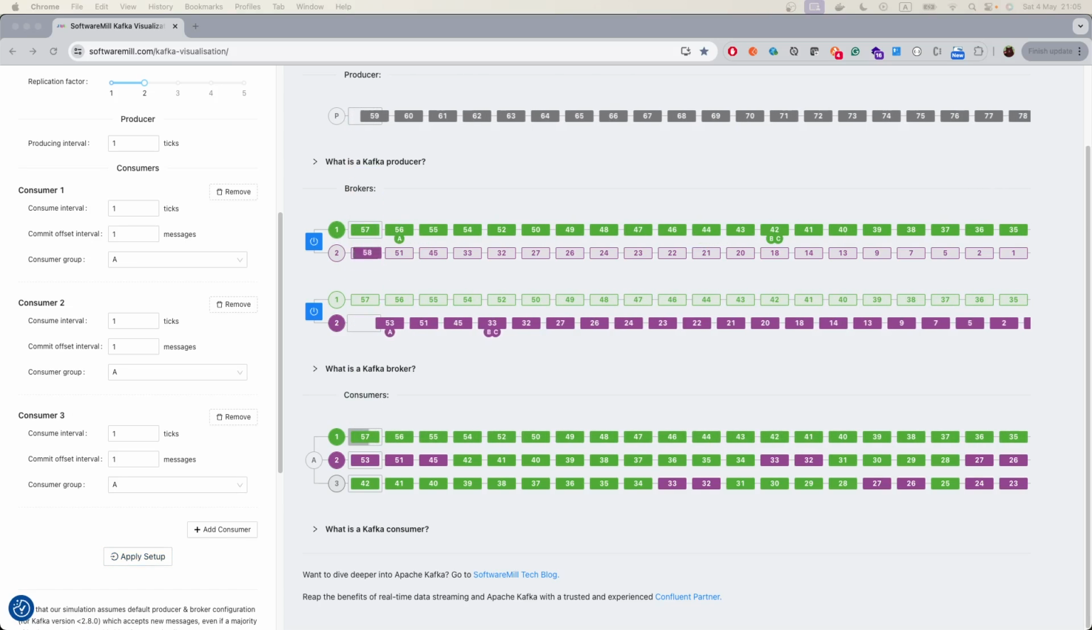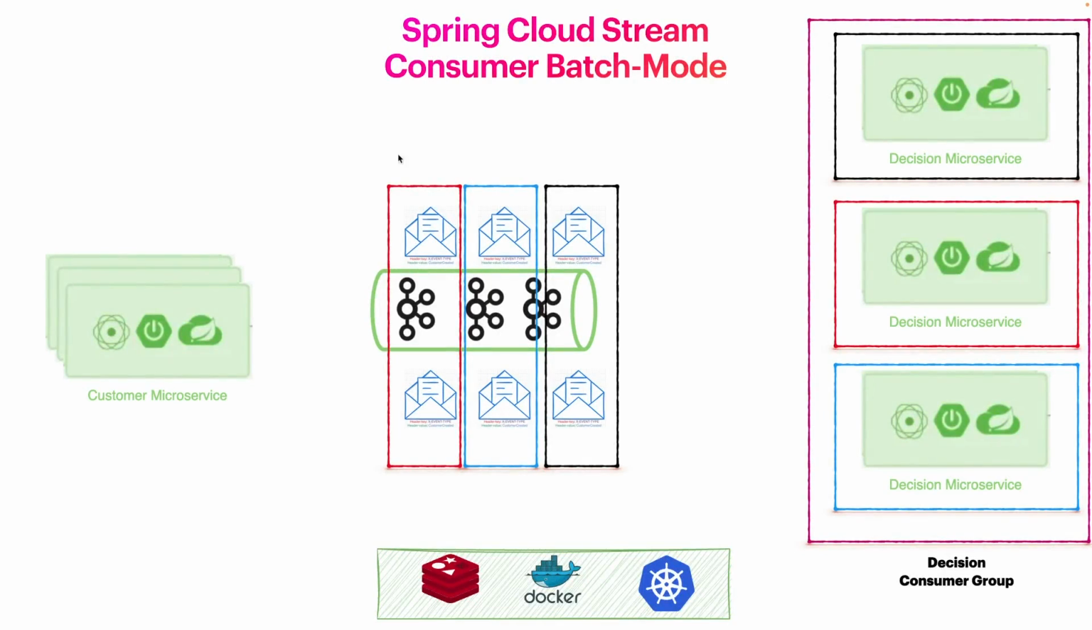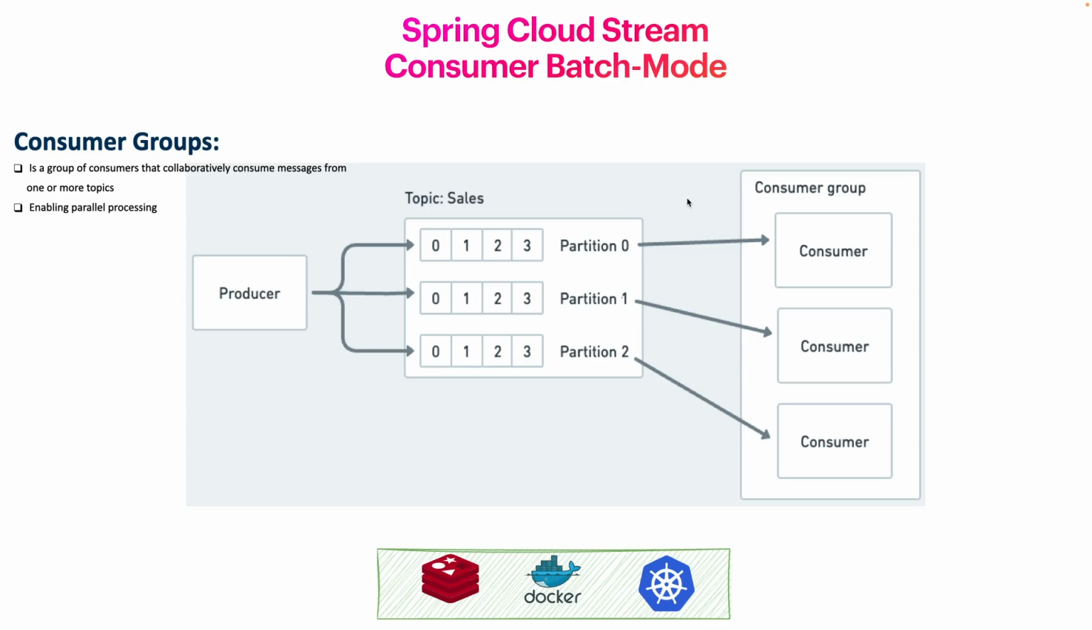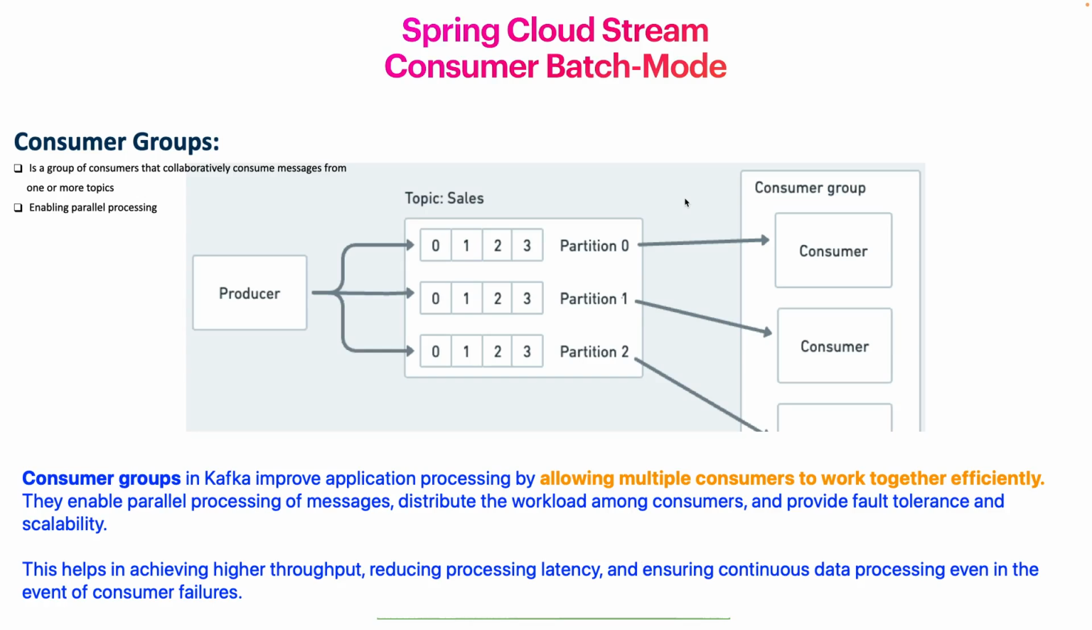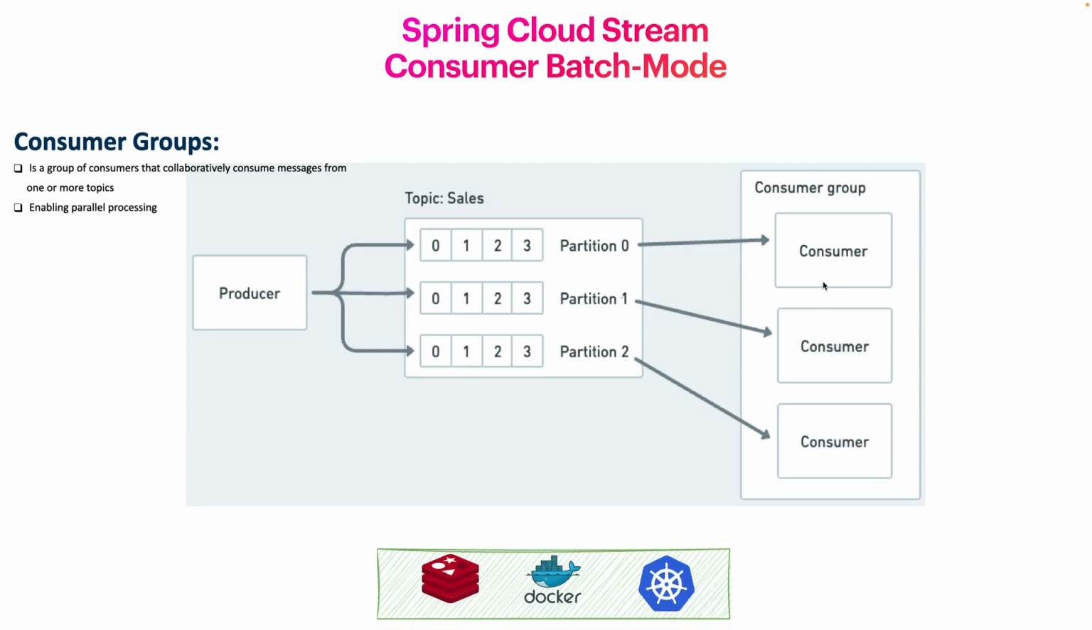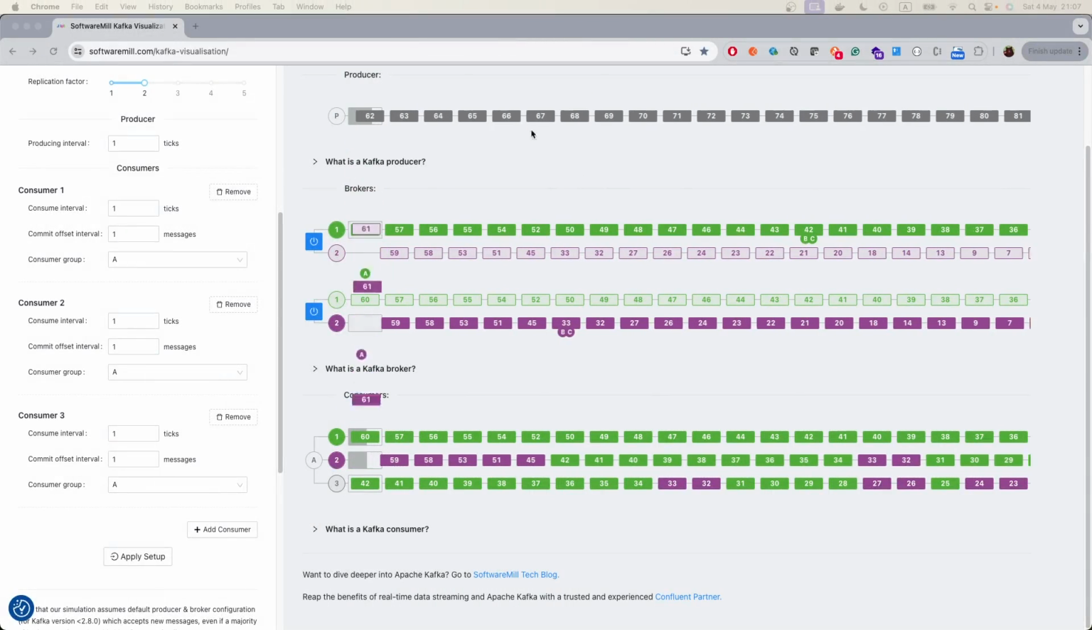Now, let's go back to our presentation in order to complement. When you add the consumer group, you have to think like this: a consumer group in Kafka is a group of consumers that consume the messages in collaboration. When you use a consumer group, you are enabling parallel processing and so on. And if you have 3 partitions in our consumer group, each partition will be assigned to a particular consumer, just as we can see here.